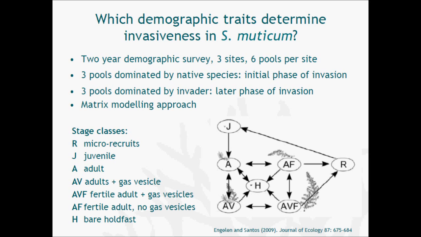R is the micro recruits, J the juveniles, then the adults plus gas vesicles, because some of them have them, and this is also a kind of progression along time. Then the fertile adults with gas vesicles, and then the fertile adults with no gas vesicles when they lose the gas vesicles, and the bare old fronds, which is the winter form. Okay, so let's look at the results here.